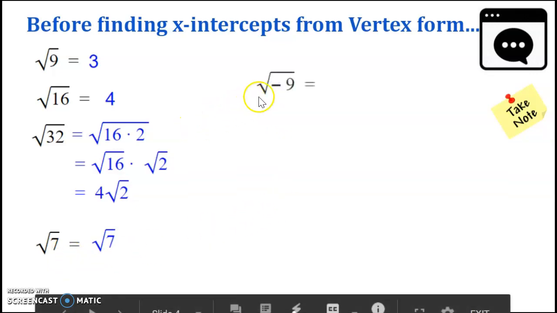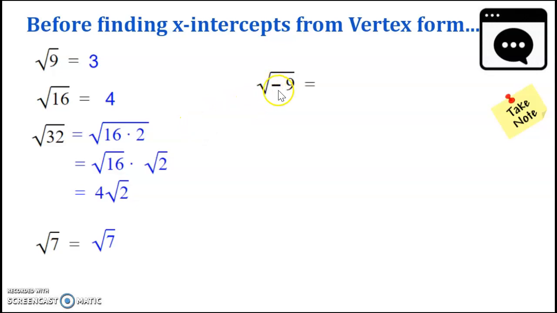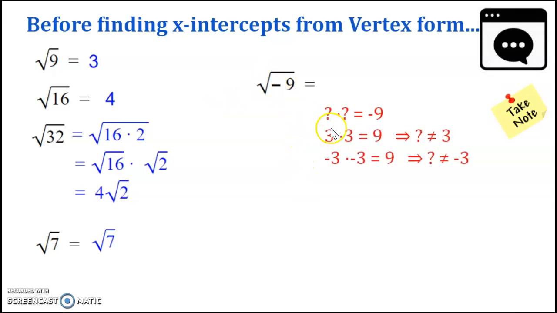Now I'm going to ask you square root of -9. Okay, what does that mean? That means we're asking ourselves what number multiplied to itself twice gives negative 9 as the answer. And you might be thinking, okay, make it 3. Okay, because 3 times 3 is not negative 9, it's 9, right? So that means that question mark number could not be positive 3.